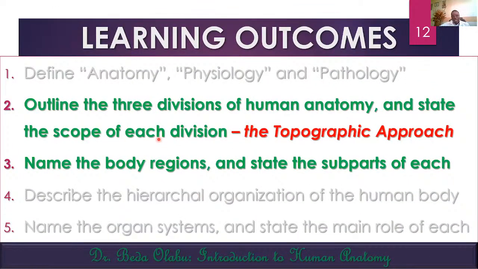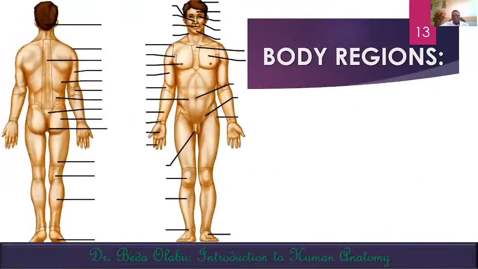Okay, now having explained to you what is topographic anatomy and what is systemic anatomy, and agreed that topographic anatomy focuses on the study of the body according to the different regions, perhaps then it is important that we understand at this point what these body regions are. They are different parts of the body.